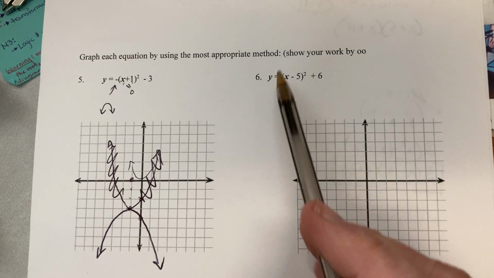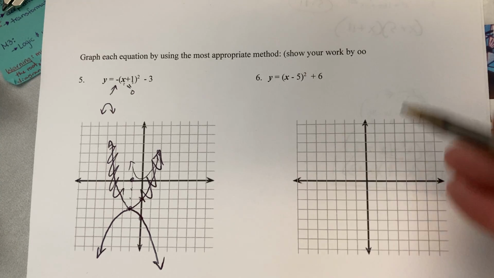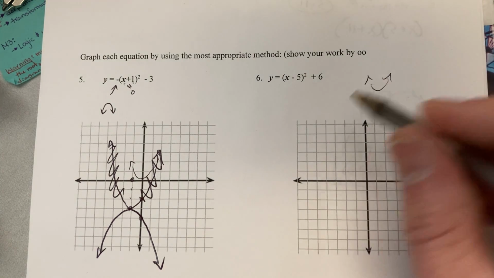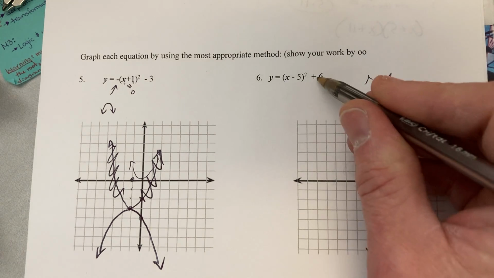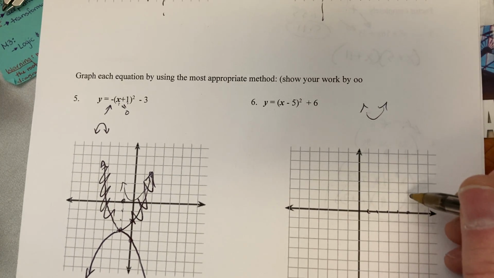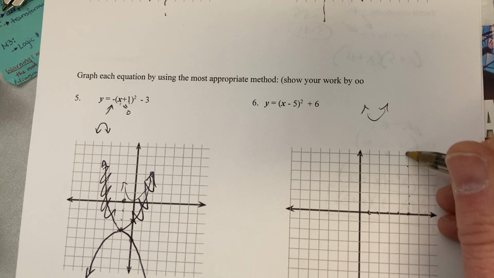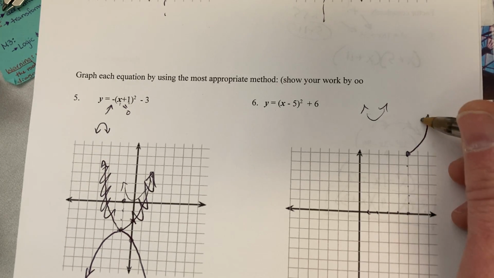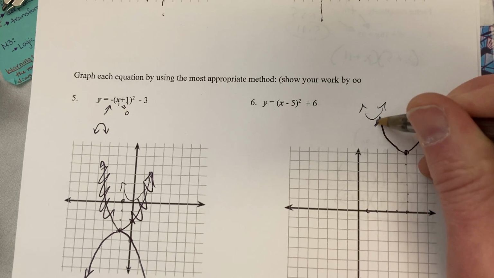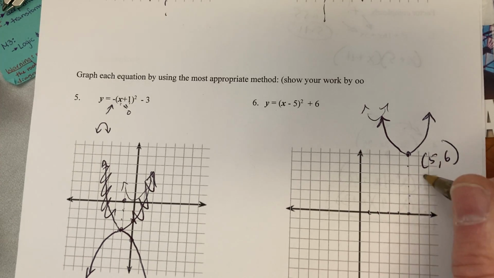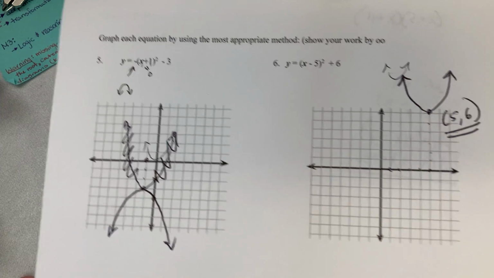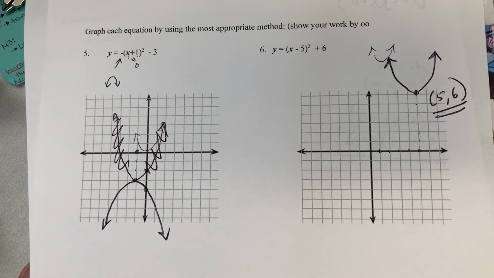Now this one, that is a plus, so we know it is opening up. And now I just go plus 5, 1, 2, 3, 4, 5, and then I go plus 6, 1, 2, 3, 4, 5, 6, and I'm not going to get too worried about it. It's just opening up from that point, 5, comma 6. Okay, so hopefully that gives you some good skills. Keep practicing. Good luck.